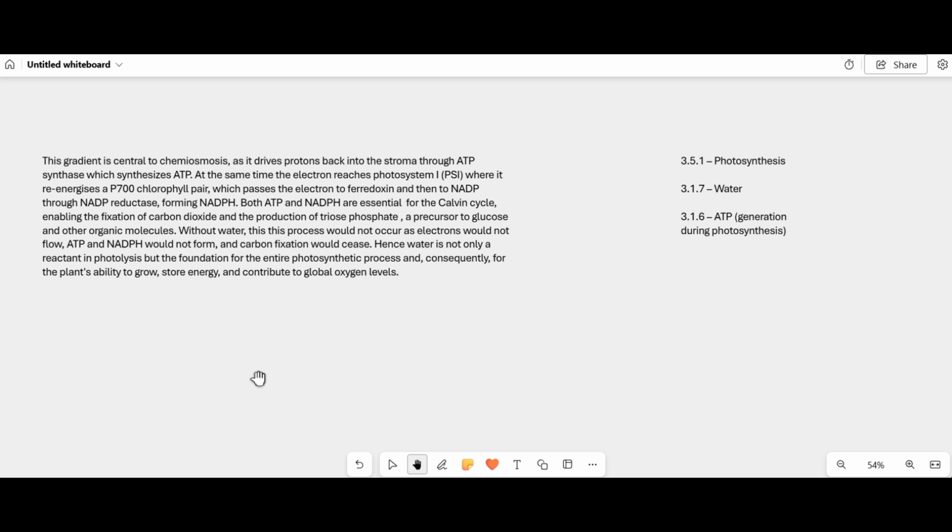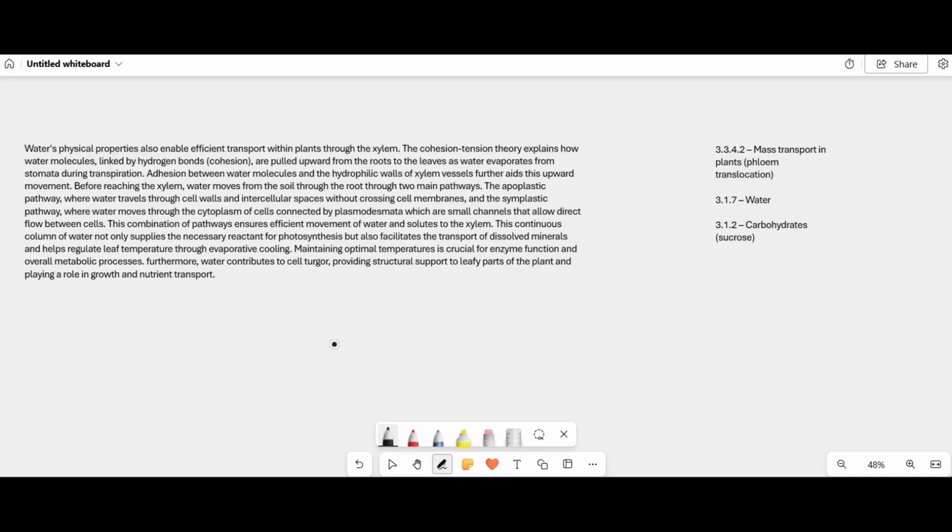Without water, this process would not occur as electrons would not flow. ATP and NADPH would not form and carbon fixation would cease. Hence, water is not only a reactant in photolysis, but also the foundation of the entire photosynthetic process and consequently the plant's ability to grow, store energy and contribute to global oxygen levels. Because we talked about the oxygen moving into the environment, you can add that part at the end as well. And again, there's a very concrete paragraph here. Calm. This is paragraph 5.